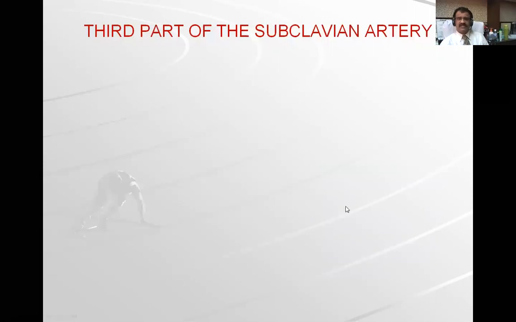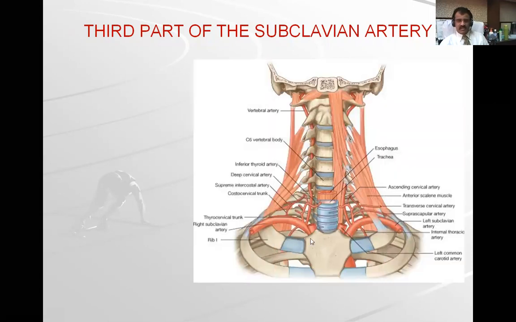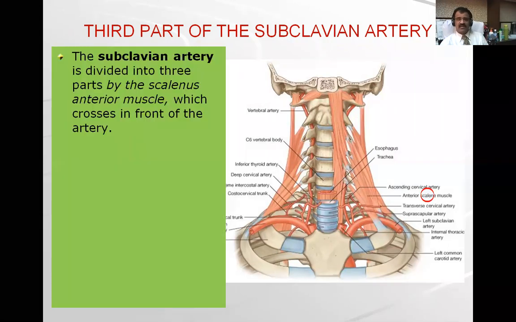The third part of the subclavian artery, which we saw as the content of the posterior triangle, here you can see subclavian artery. On left side is coming directly from arch of aorta. On right side it is a branch of brachiocephalic trunk which comes ultimately from arch of aorta. The subclavian artery is divided into three parts by the scalenus anterior muscle which crosses in front of the artery. The first part is medial to the scalenus anterior.